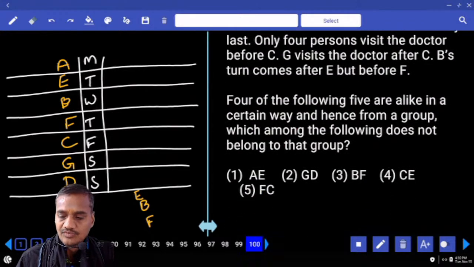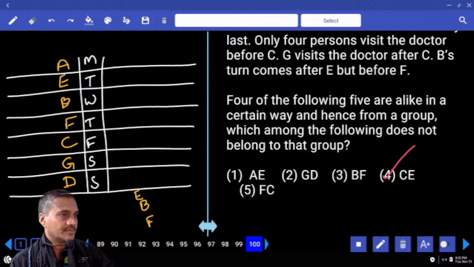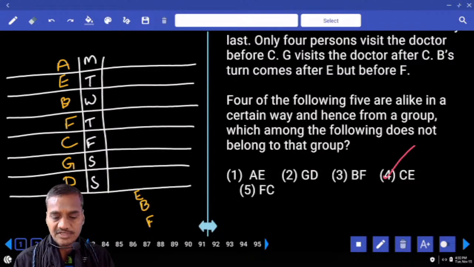And 100. Four out of the following, means odd one out. A and E are adjacent. G and D are adjacent. B and F are adjacent. C and E, now there are 2 persons in between. Choice 4 is the odd one. Clear? Now this is about question numbers 96 to 100.